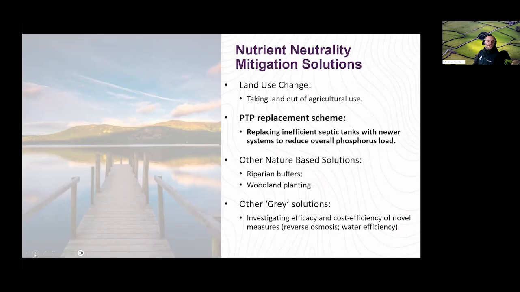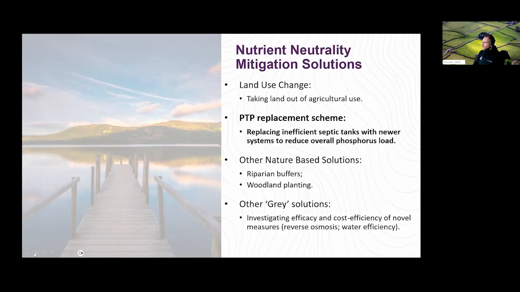You can take land out of agricultural production. That delivers phosphate benefit. You can improve and upgrade non-mains drainage, so replacing inefficient septic tanks or package treatment plants with newer systems that are cleaner, more efficient, and if operated correctly, will reduce the overall phosphate loads going into the catchment. You can do other nature-based solutions, riparian buffers. It's basically planting trees and strips of woodland along watercourses. That removes phosphate from the catchment. Woodland removes phosphate from catchment.